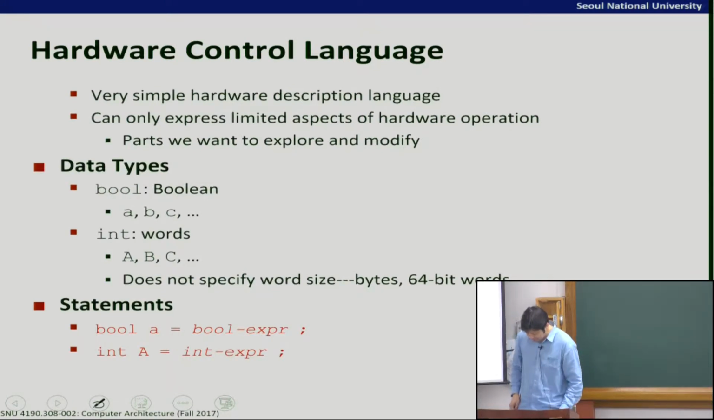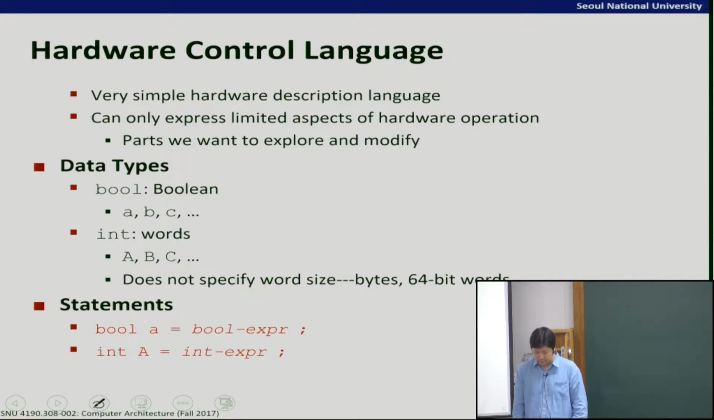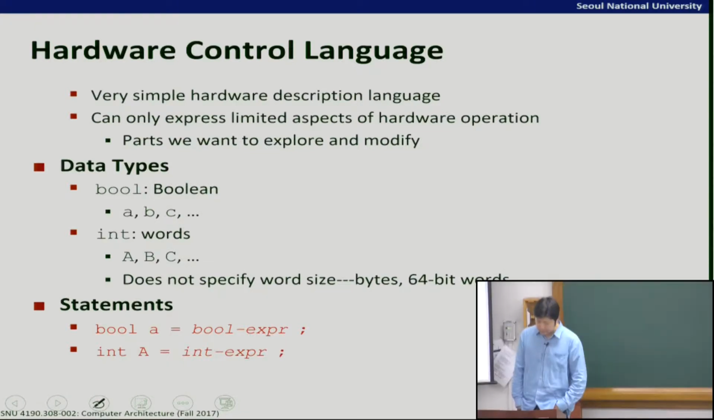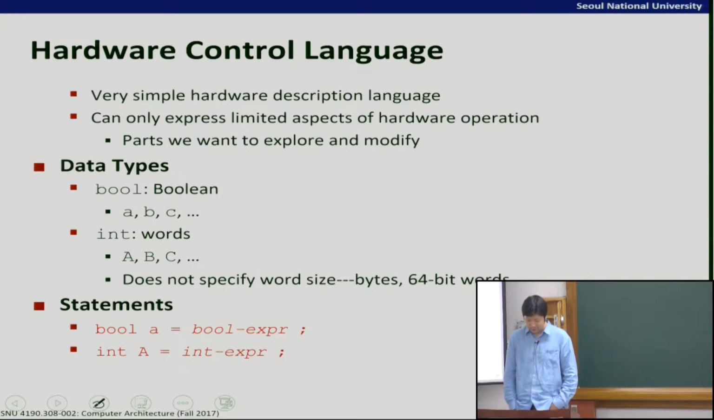All right. Let me briefly cover HCL a little bit, because we already looked at HCL, but let's take a little more of a look, and then we conclude this lecture. The hardware control language is a very simple, toy-like hardware description language with a C-like syntax. It can only express limited aspects of hardware operation, and it can only specify combinational logic, not sequential logic. So it's a very simple language just describing combinational logic.